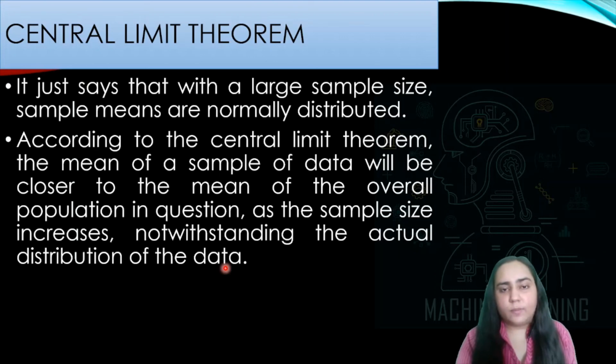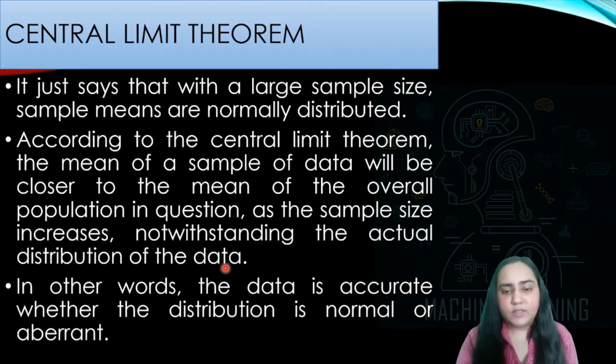obvious, because if you have taken just 10 values out of 100 and you take the mean and compare that mean with the mean of the 100 values, then obviously it's going to be different. But the more values you include, for example 20 values, 30 values, 40 values out of 100, you will notice that the average keeps getting closer and closer to the average of those 100 values. So the data is more accurate whether the distribution is normal or not.